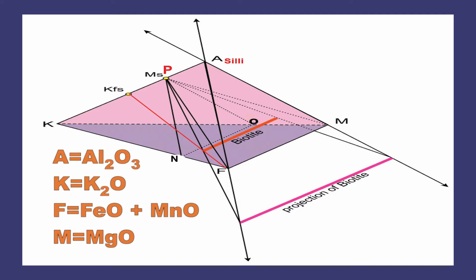Others such as biotite, located in the pyramidal sector PFM, plot below the FM join. Note that the point of K feldspar, when projected along a straight line originating in point P, intersects the AFM plane only at infinity. This is indicated by the arrow near the mineral potash feldspar.